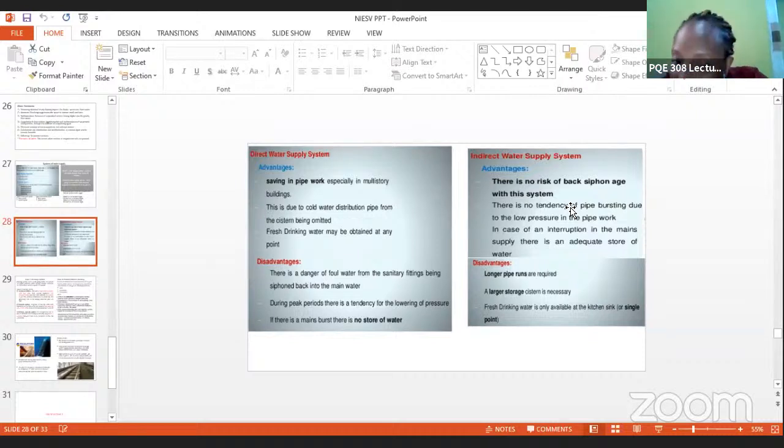Longer pipe runs are required. A larger storage tank is necessary. Then the last point says fresh drinking water is only available at the kitchen sink.